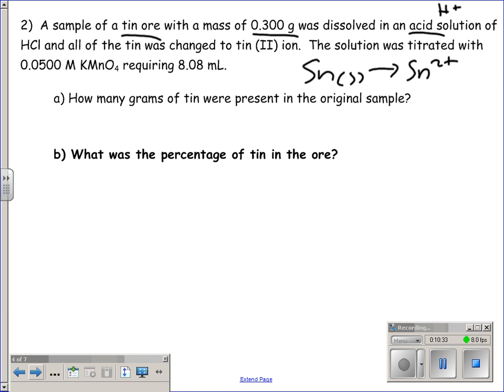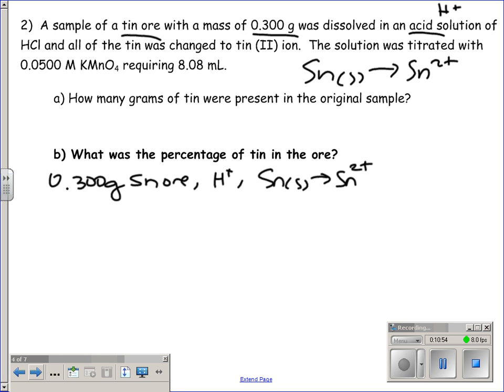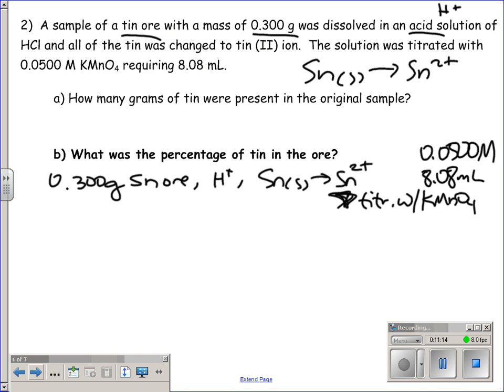And this is what I write on my paper. I don't go back and read this over and over again. I write down exactly the information I need. So pretty much, my givens so far are 0.30 grams of tin ore. I have H plus solution, so I know I'm in acid. I have tin solid ore that's been converted to tin 2 plus. Then this solution was titrated with potassium permanganate. That particular solution was 0.0500 molar, and I only used 8.08 milliliters. What's my question?